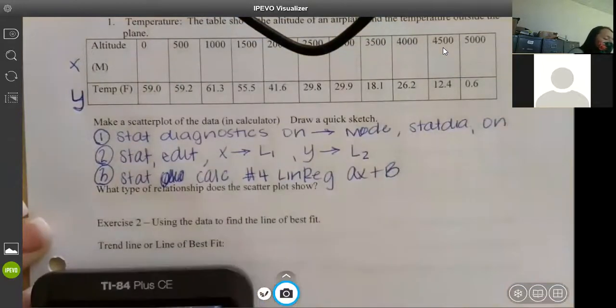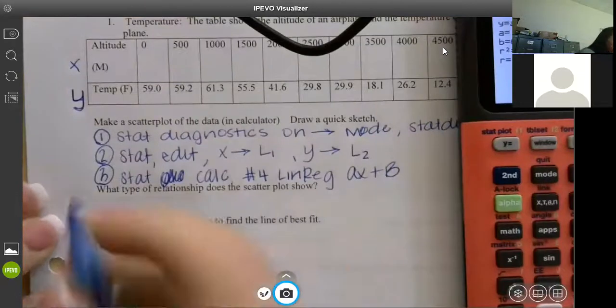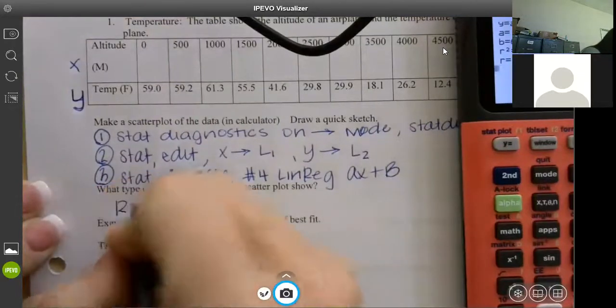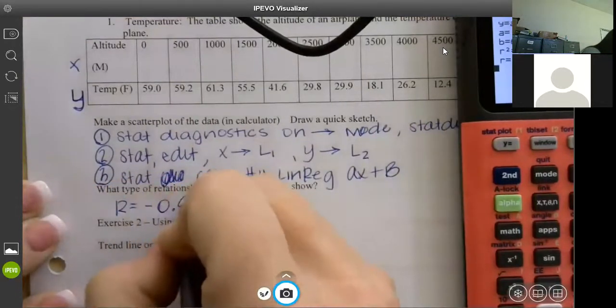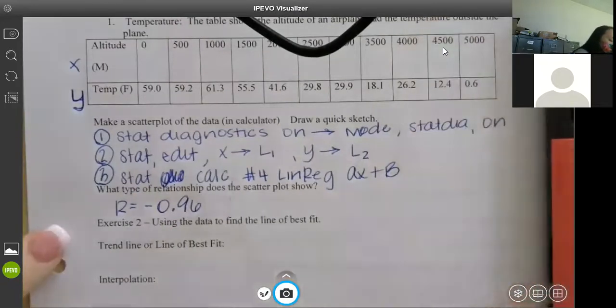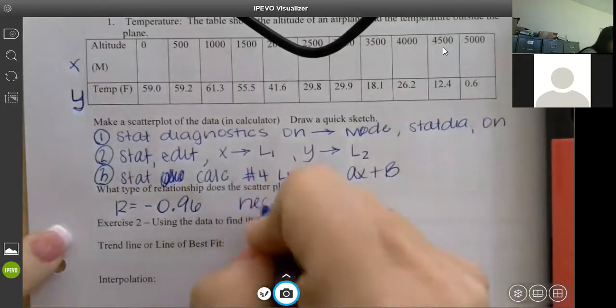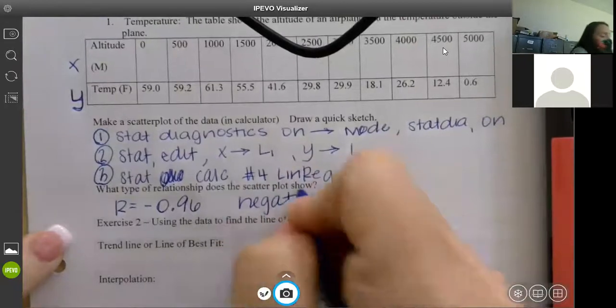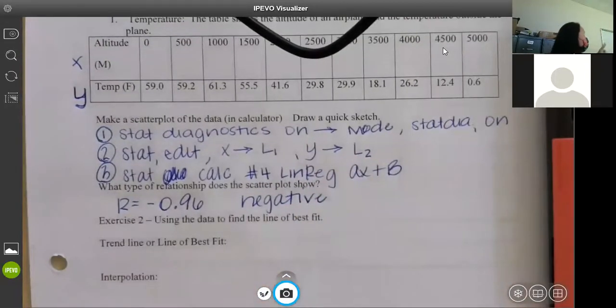So it asks you what type of relationship does the scatter plot show? Our R was negative 0.96. There are 2 things that this number tells you. The first one is is it positive or negative. So you tell me, is this one positive or negative? How do you know it's negative? It has a negative. It's that simple. The second thing it tells you, is it strong or is it weak?